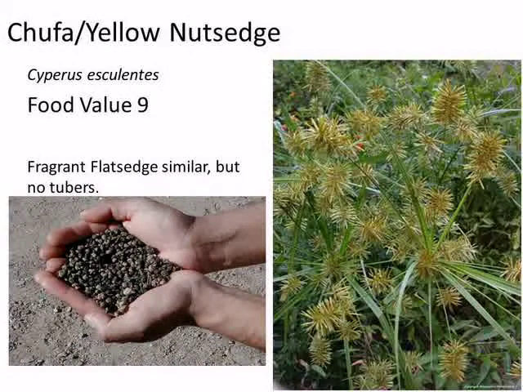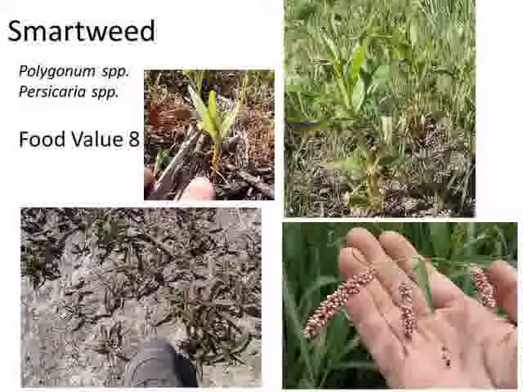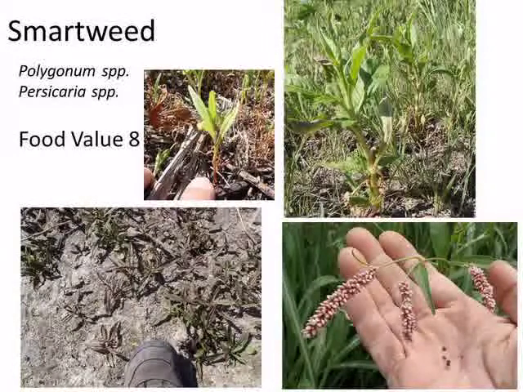Tufa, or yellow nut sedge. These are an example of some of the underground tubers that are on the roots, considered a food value of 9. Smartweed has this pink inflorescence, long lancet leaves, and nodes along the stem. Very good food value. You can see the mature seeds here. There's actually one immature seed there.